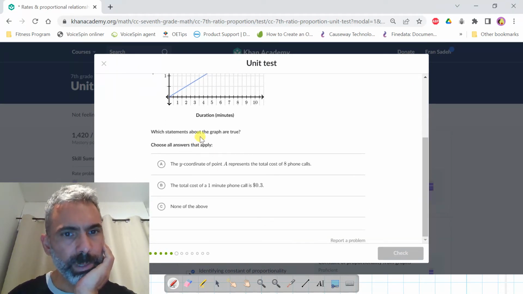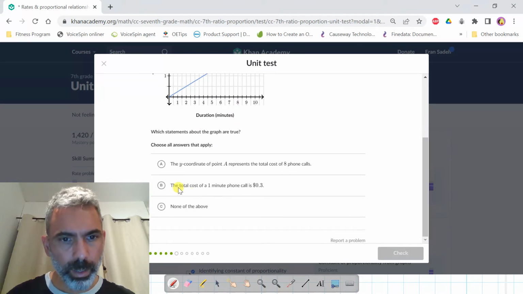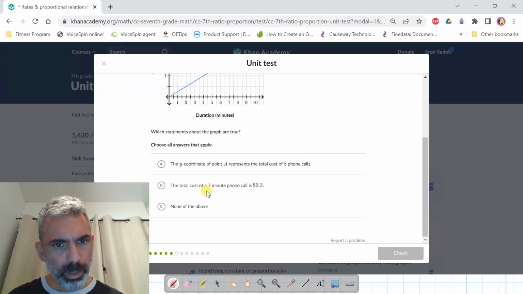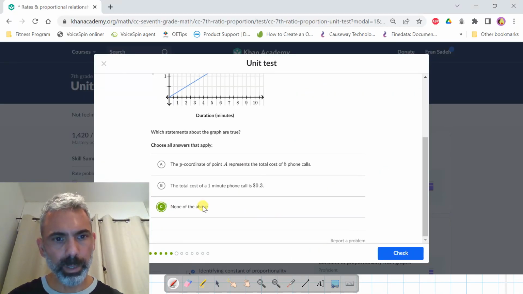Which statements about the graph are true? Choose all the answers that apply. The y-coordinate of point A represents total cost of 8 phone calls. No, it's not 8 phone calls, it's 8 minutes. The total cost of a 1-minute phone call is $0.3. No, this is incorrect because the total cost of 1 minute is 25 cents. So none of the above.